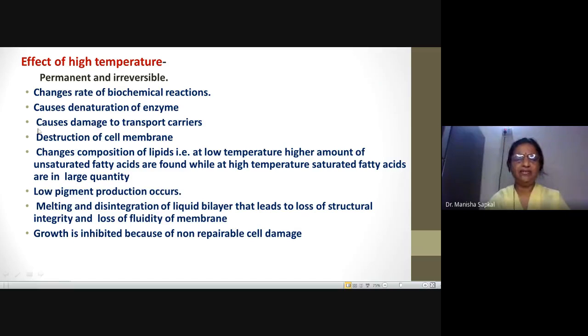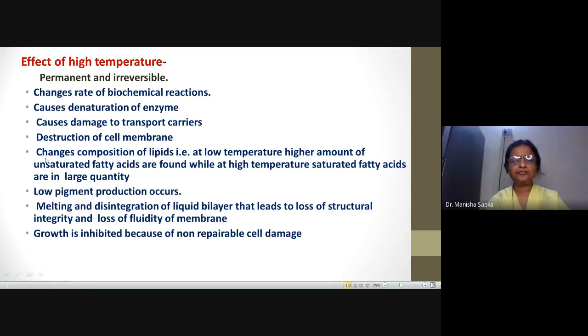Now what happens at high temperature? At high temperature, it changes the rate of biochemical reactions. It causes the denaturation of enzymes. It causes damage to transport carriers. As I told, denaturation means destroying the structure of the enzyme. High temperature causes damage to transport carriers. Carrier proteins get damaged. Then there is destruction of the cell membrane. Our cell membrane is very sensitive. It gets destroyed due to the high temperature. Then next, it changes the composition of lipid.